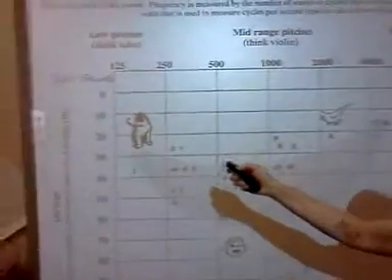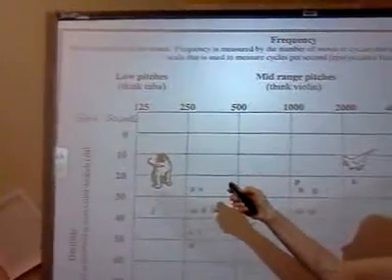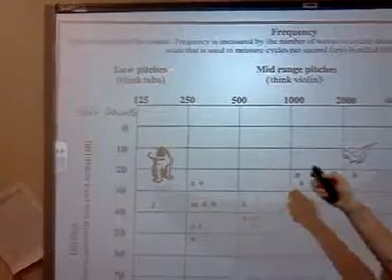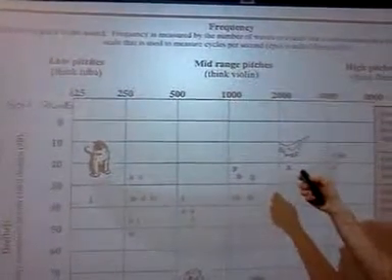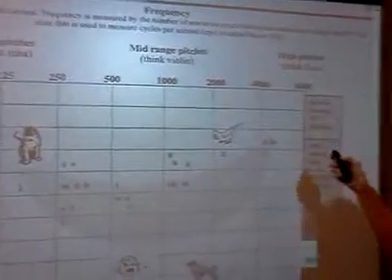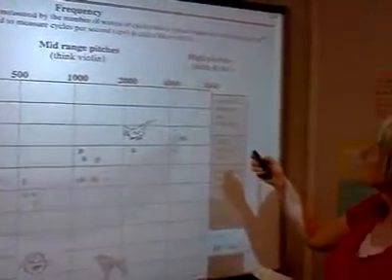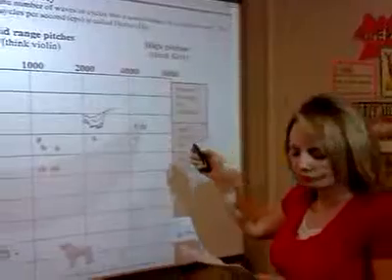So, for example, when we think about a low pitch sound at 125 hertz, we're going to think tuba. That's a low pitch sound. But when we think about a mid-range pitch sound, about 1,000 hertz, we're going to think violin. And then for a high pitch sound, about 8,000 hertz, we're going to think flute.